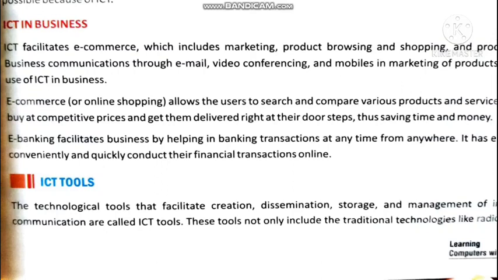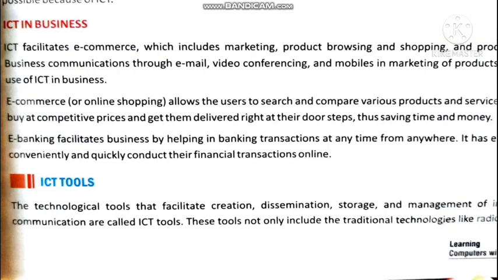I don't think I have to explain this thing. You people know it. You only must know under which heading which things have to be explained. Like I told you, in ICT in business, e-commerce plus e-banking, both the things are included. E-reservations, many things can come. E-reservations not only for railway reservation, but aircraft reservation, airline reservation, then hotel reservation, all those things are included in business.